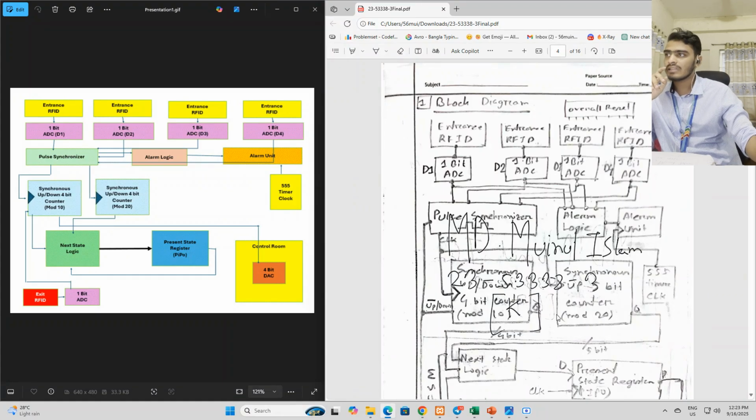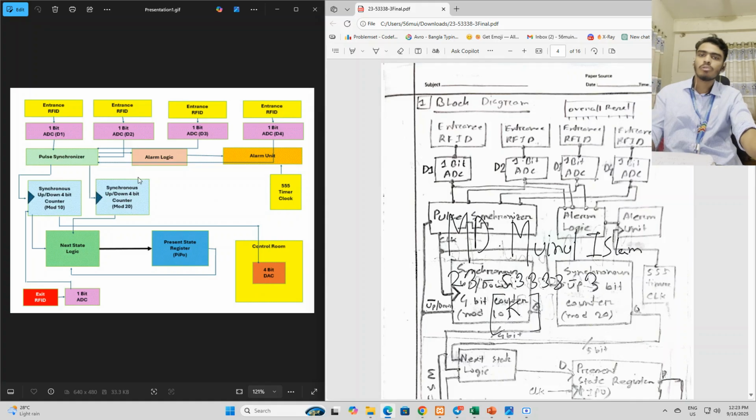So this counter tracks each of the entrances and counts upward. It doesn't connect it.